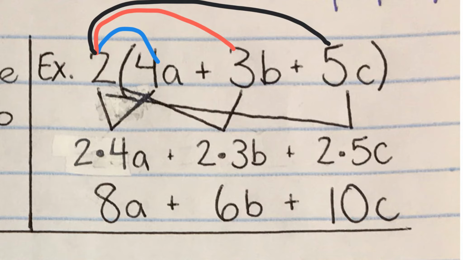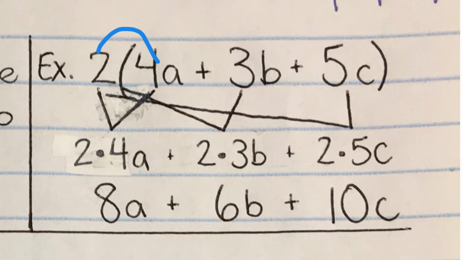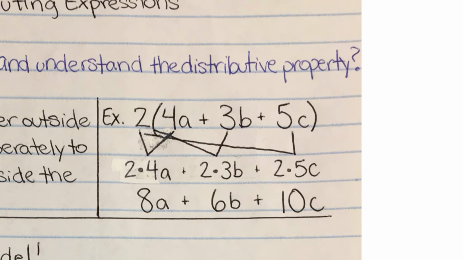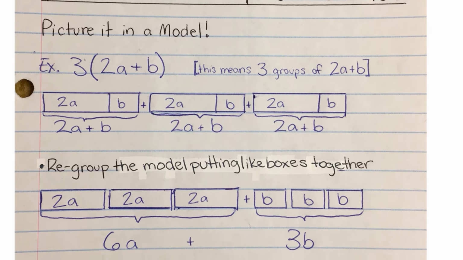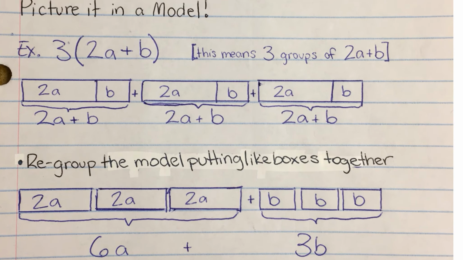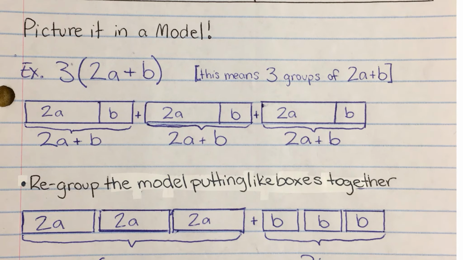So, in order to distribute this expression above, again, 2 times (4a plus 3b plus 5c) equals 8a plus 6b plus 10c. We just take whatever's on the outside of the parentheses, multiply it by each value inside the parentheses. Now, we'll practice that a lot more in class, and I know it's not the first time you've heard that, so hopefully we get the picture there, but I really want us to get the picture here by picturing it in a model.